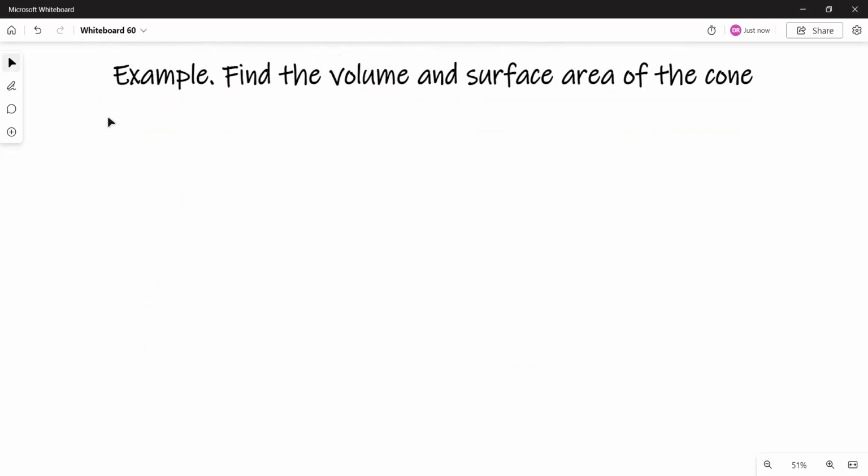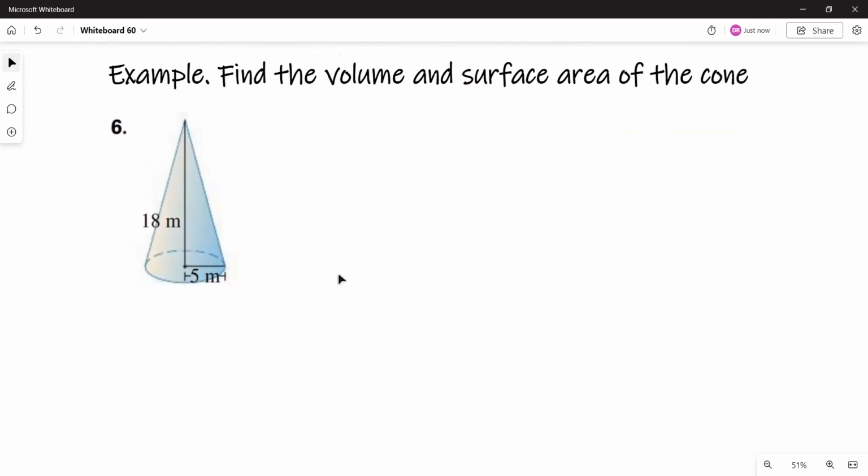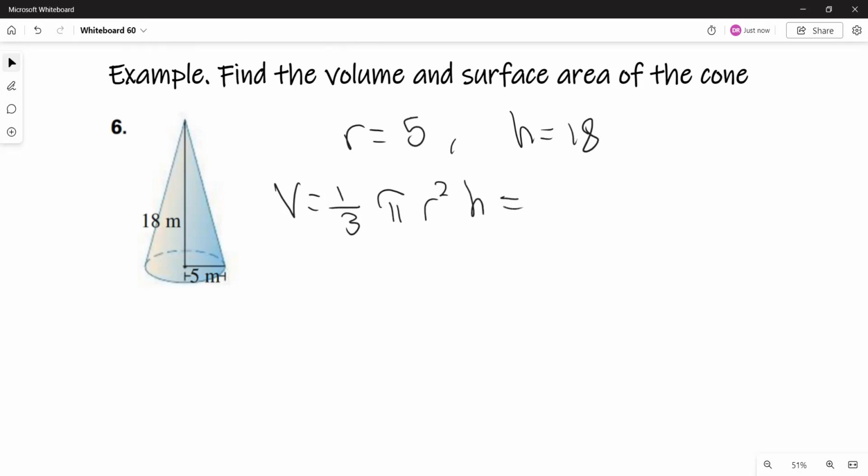Okay, so there it is. The cone has radius 5 meters and height 18 meters. Let's do this. We know the radius and we know the height. So the volume is 1/3 times pi times the square of the radius times the height. Pi is approximately 3.14. The radius is 5, and the height is 18.